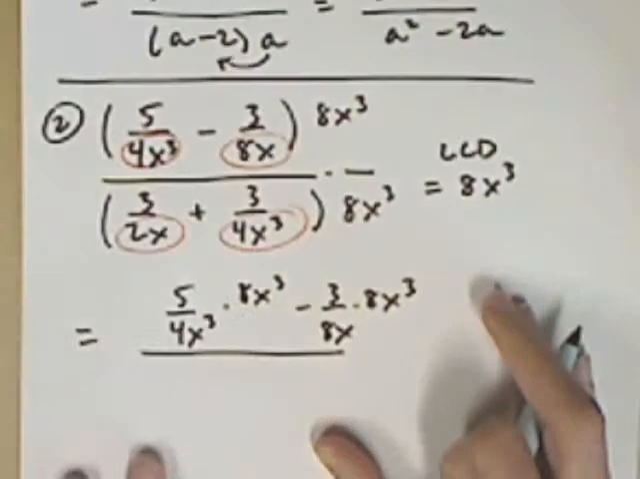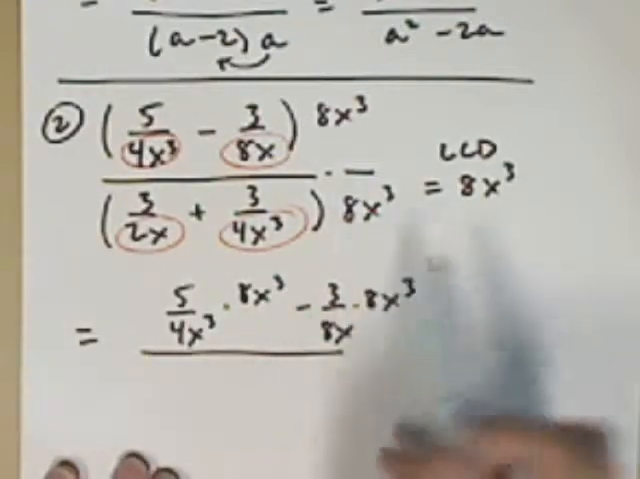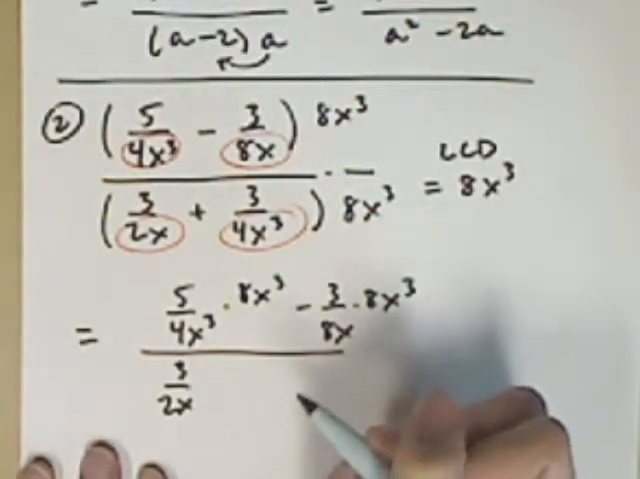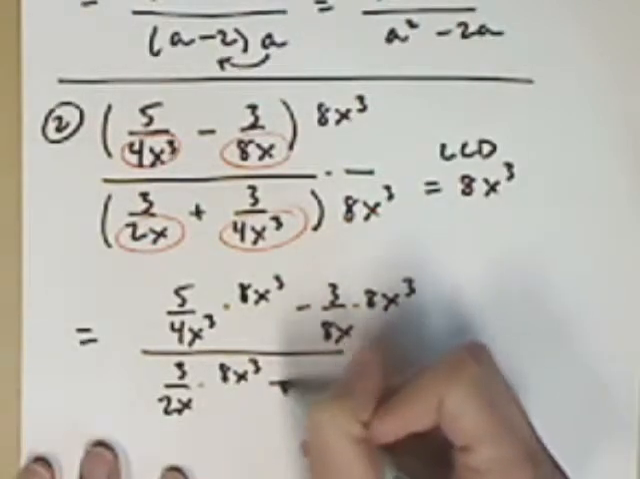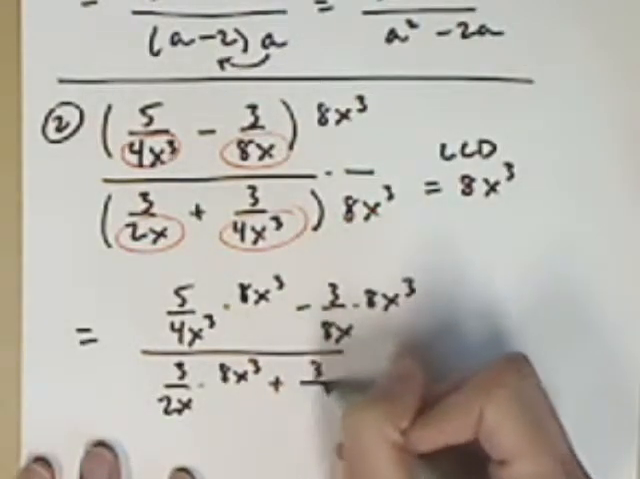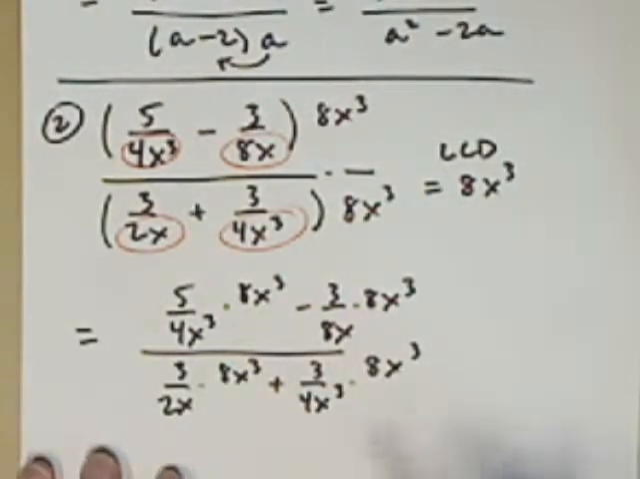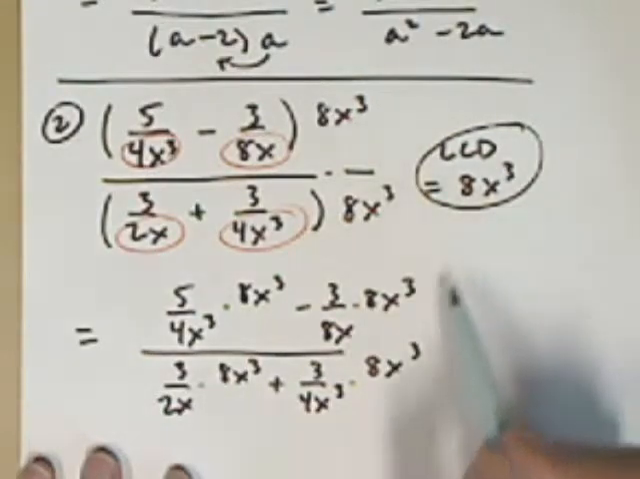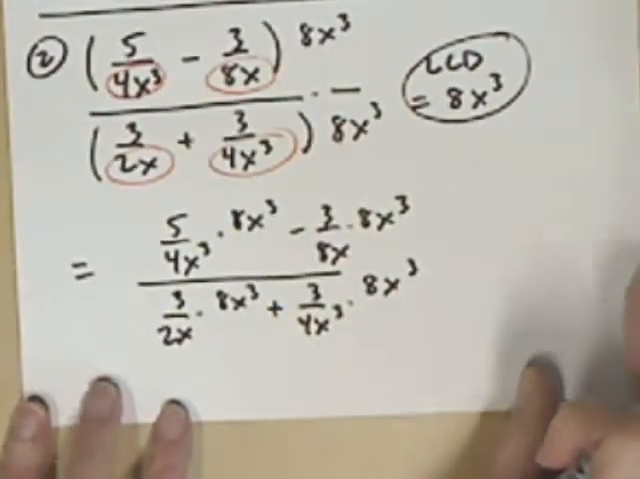In my denominator, I am distributing, but I'm thinking of this as each term, each fraction needs to be multiplied by the 8x cubed. So in the denominator, I have 3 over 2x multiplied by the 8x cubed. So I'm running my LCD through all of these fractions, plus the last fraction, 3 over 4x cubed, also needs to be multiplied by the 8x cubed. So I've got 1, 2, 3, 4 of my fractions, and each of those fractions is now multiplied by my LCD of 8x cubed. Now if I've done this right, all of my denominators will cancel.